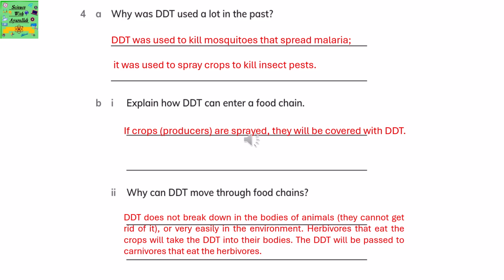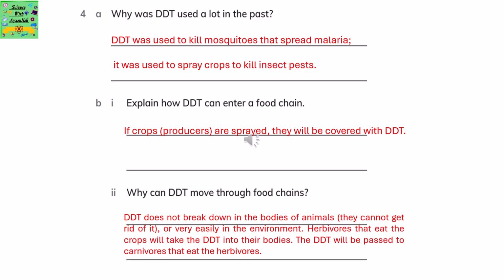Why was DDT used a lot in the past? DDT was used to kill mosquitoes that spread malaria. It was used to spray crops to kill insects. Explain how DDT can enter a food chain. If the crops that are the producers are sprayed, they will be covered with DDT.